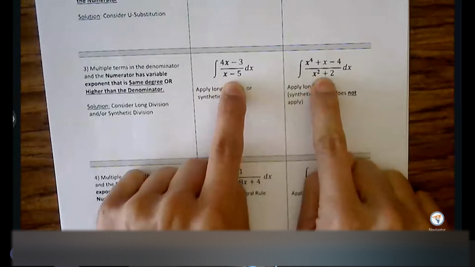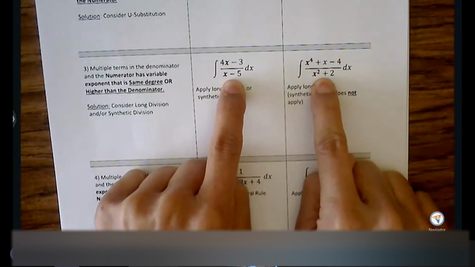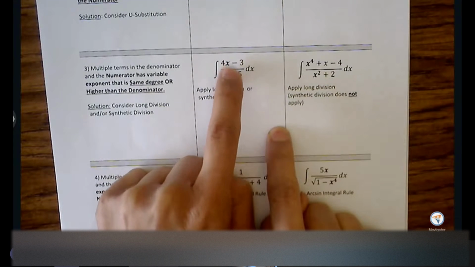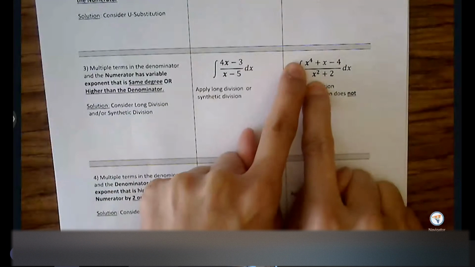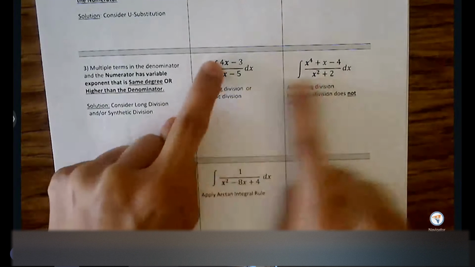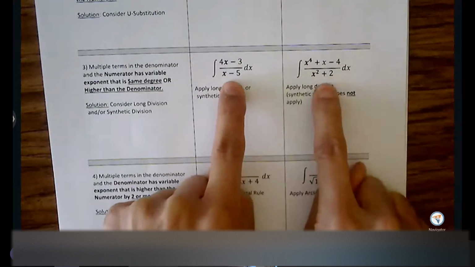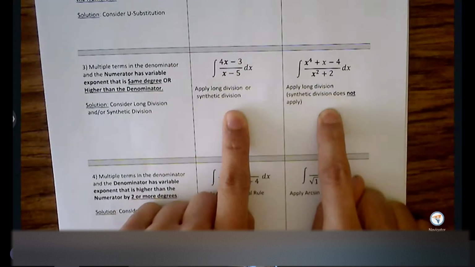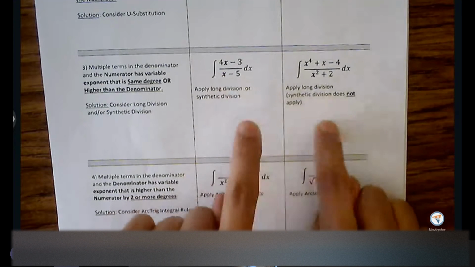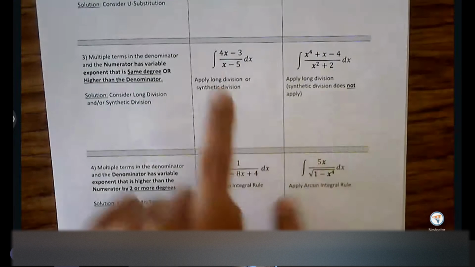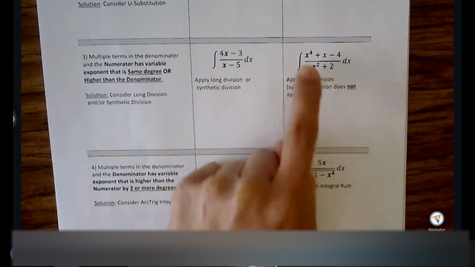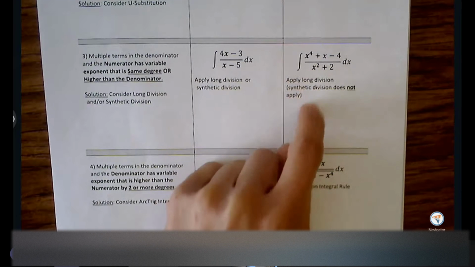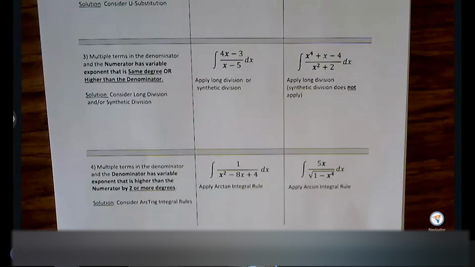Okay, third option here. Look at the denominator: more than one term. But my denominator and numerator are either the same degree or my numerator is higher. So if my numerator is higher or they're the same degree, that's a potential for long division or synthetic division. Long division can handle both these problems, but synthetic can only handle this one because we need a linear term in the denominator. So anytime there's an x squared that shows up, we know that synthetic is out of the question.